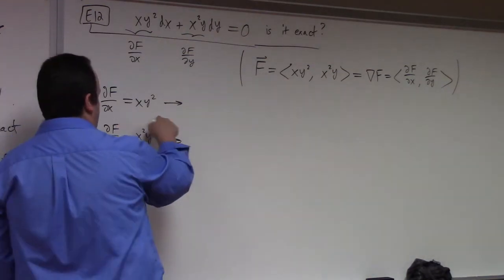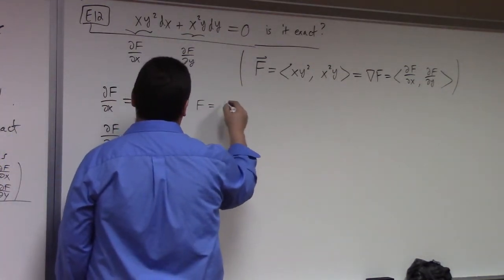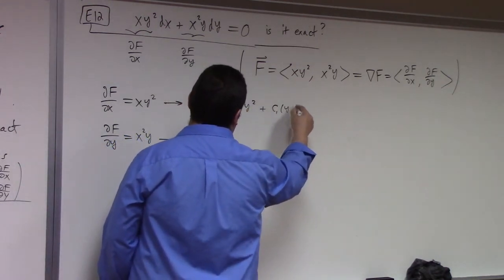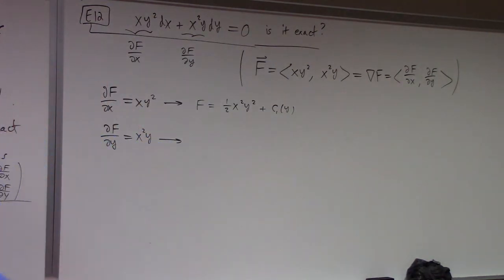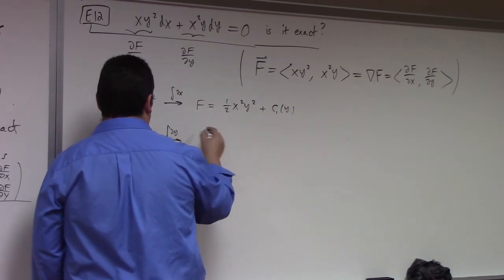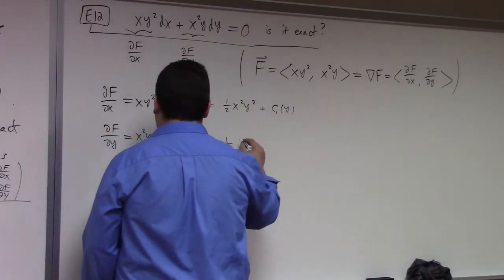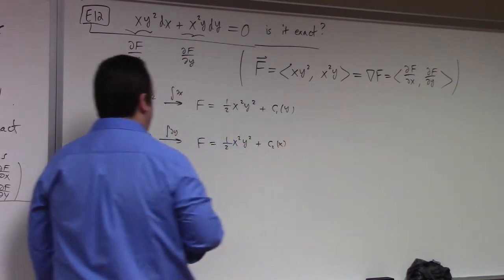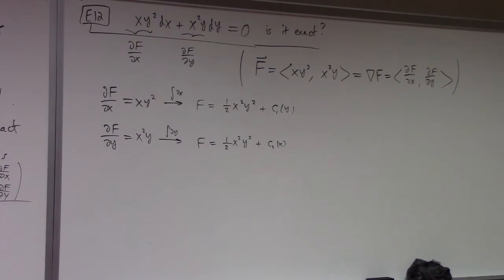So if I integrate this with respect to x, what do I get? I get 1/2 x squared y squared plus some function of y, right? And if I integrate this with respect to y, what do I get? I get 1/2 x squared y squared plus c2 of x, right?